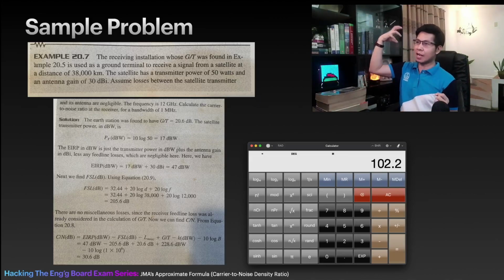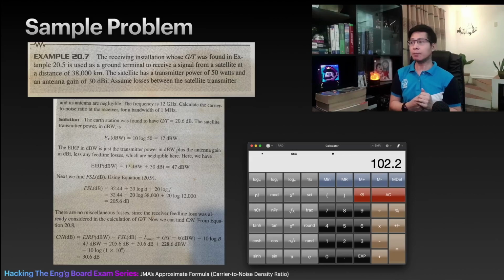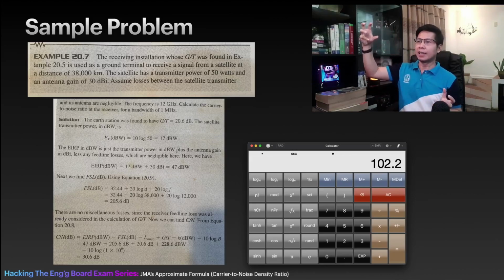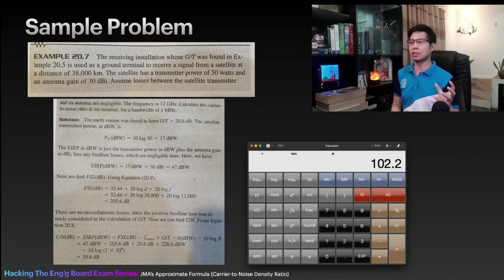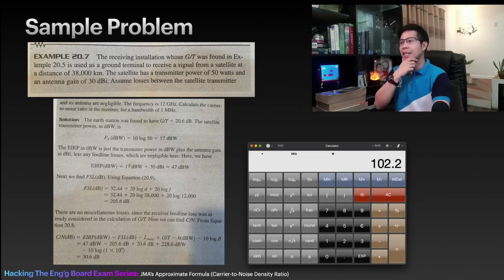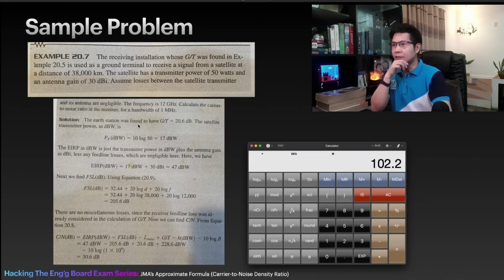So, ang pinag-uusapan dito, yung satellite has a transmitter power of 50 watts, and the antenna gain is 30 dBi. At yung distance between the satellite and the ground station is 38,000 kilometers. Assuming walang masyadong losses and the frequency is 12 gig, pinapakompute yung carrier to noise ratio sa ground station for a bandwidth of 1 megahertz. So, pinakita dito yung calculation. Yung earth station, ang G over T niya is 20.6. Yan yung sa previous example, sabi daw sa problem, whose G over T was found in example 20.5. So, in this particular example, ang G over T niya is 20.6 dB.